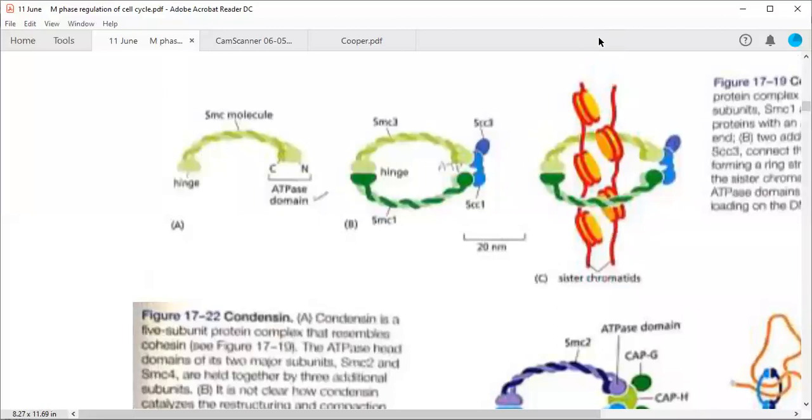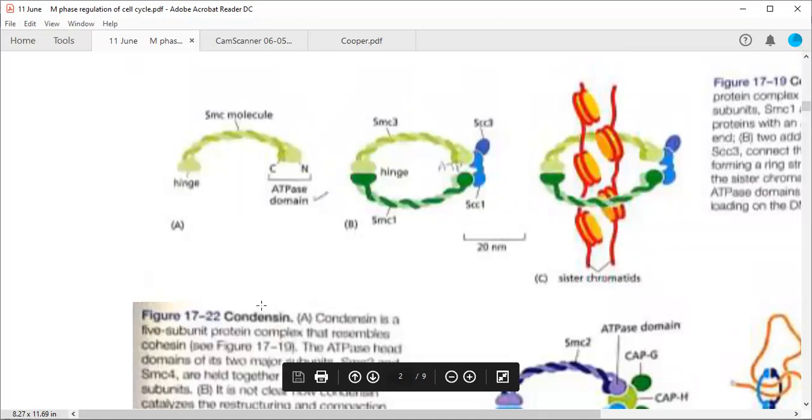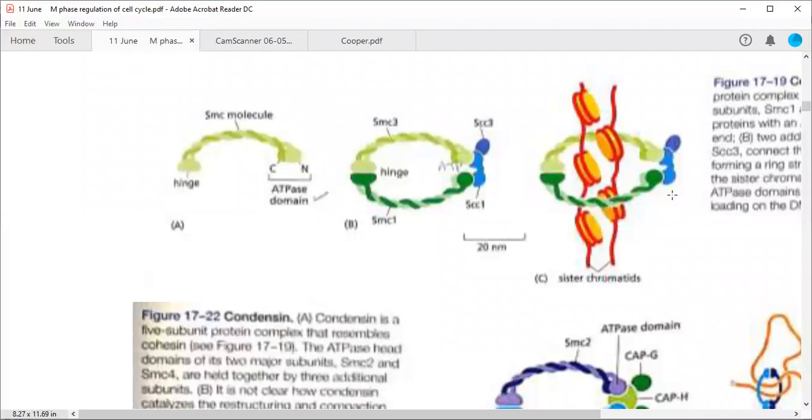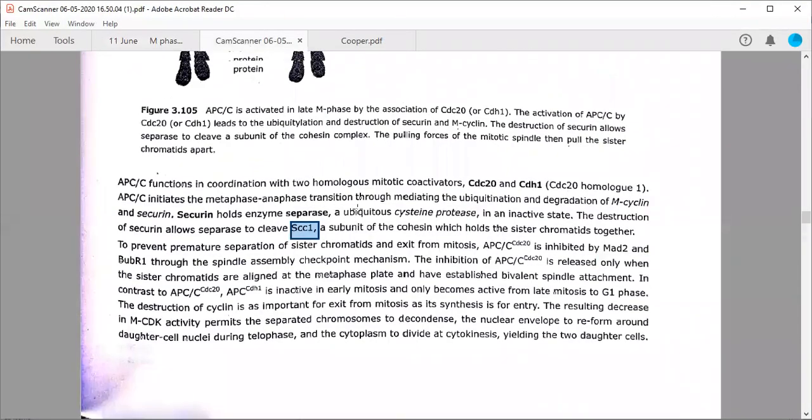Okay, if you have some query from this portion before moving to condensin, which is helping the chromosome to condense: the major proteins which are holding the sister chromatids together are these cohesins. And I have told you that the saprase enzyme is responsible for breakdown of this particular protein SCC1. And once the SCC1 is broken down, this particular ring will open and the two sister chromatids will be separated, means the chromosome will be free to move.